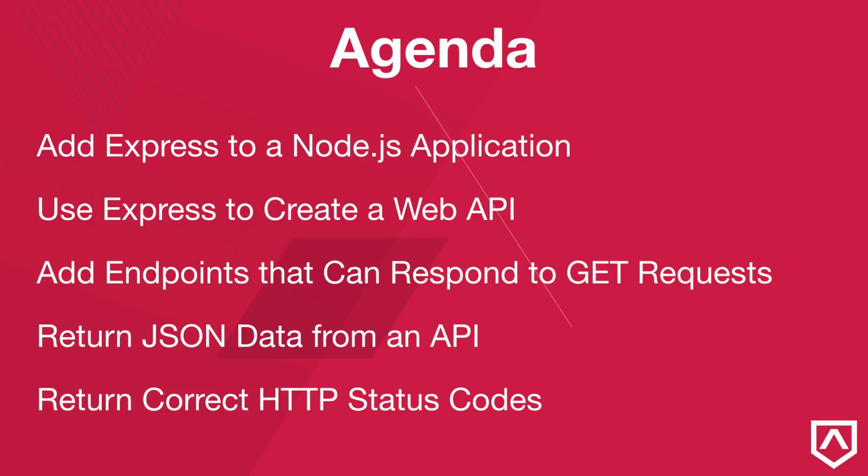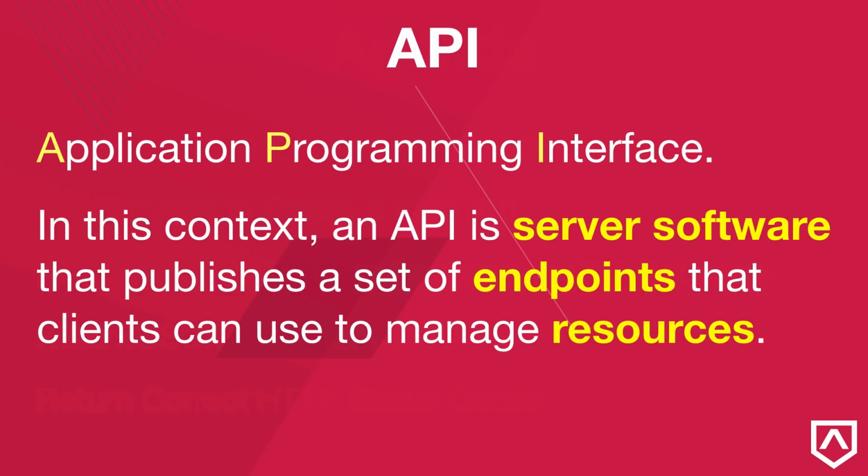But first, let's take a look at some of the terminology that we'll be using throughout our session today. The first one is API, or Application Programming Interface. In this context, an API is server software that publishes a set of endpoints that clients can use to manage resources. So we mentioned endpoints and resources.